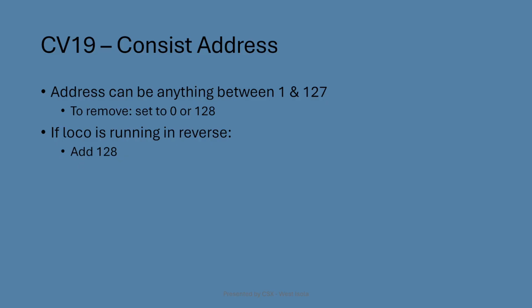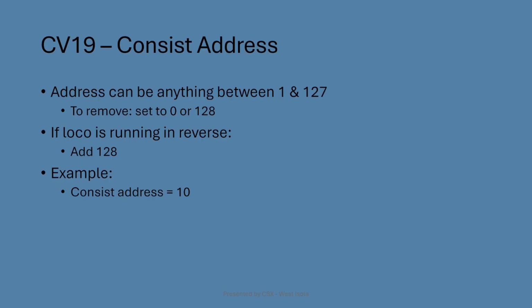It doesn't affect the loco when it's not in the consist. It will react normally to the control's direction once you've put 0 or 128 in here. This only applies while it's in the consist.